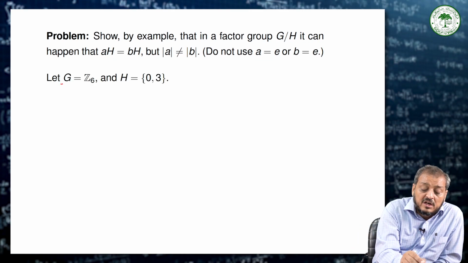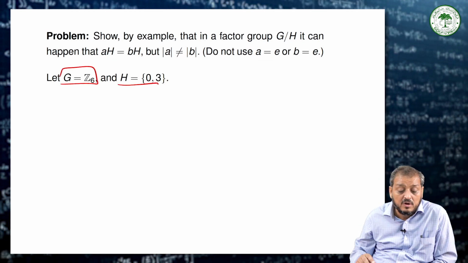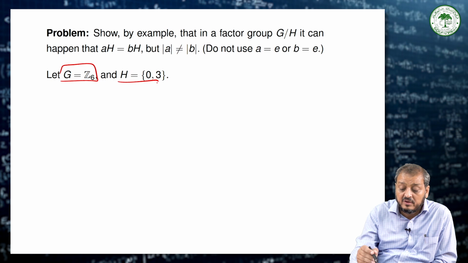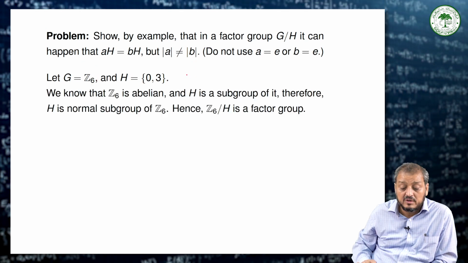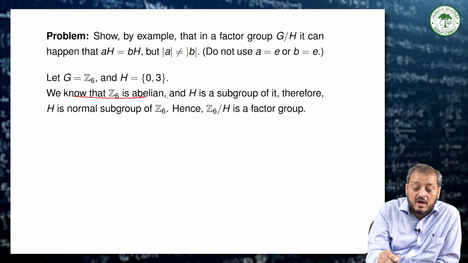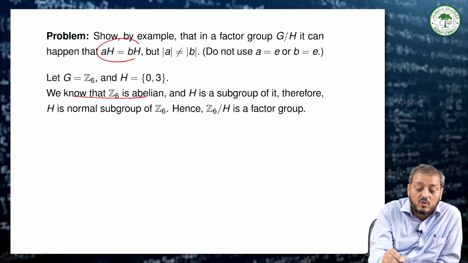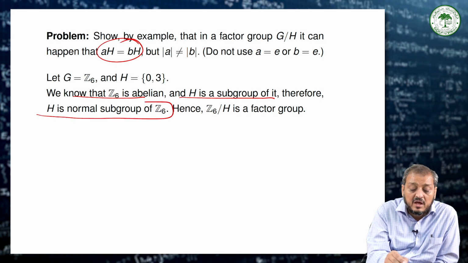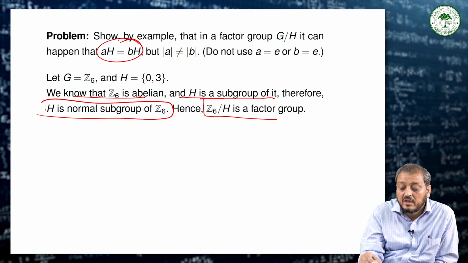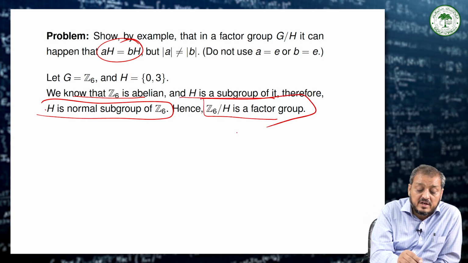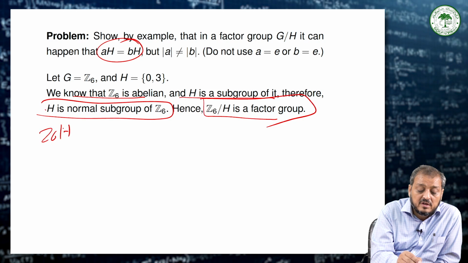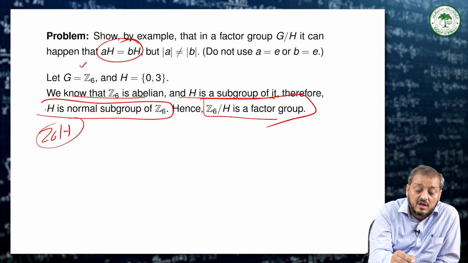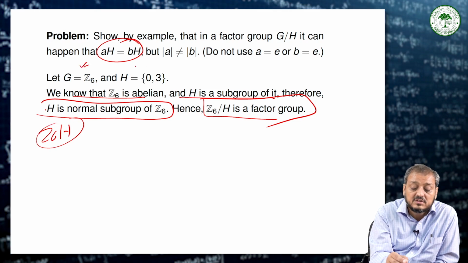We take G equal to Z6 and H equal to {0, 3}. Z6 is abelian. So if Z6 is abelian, then this condition automatically holds, and H is a subgroup of it. Therefore, H is normal in this, and if it's normal, this means Z6/H is a factor group, a quotient group. So first we just say that this is an abelian group and H is a subgroup of this.